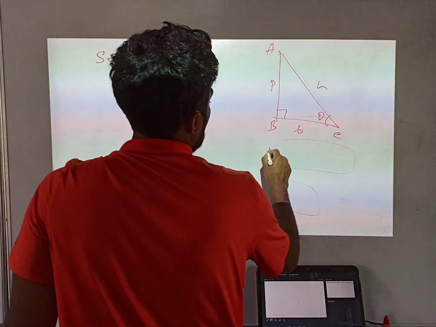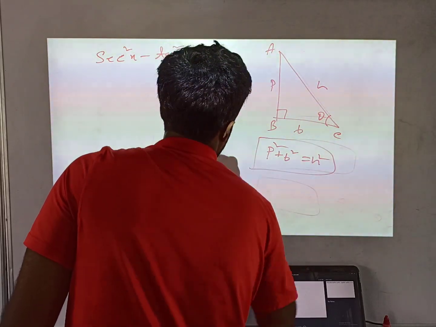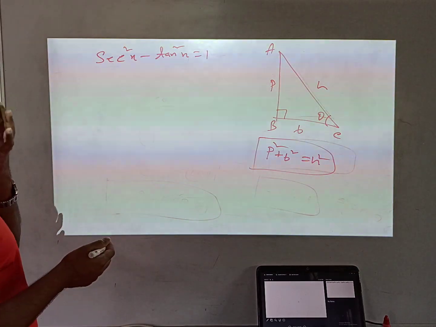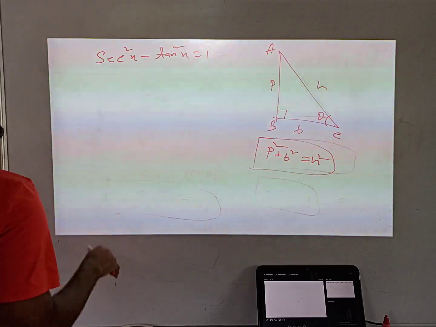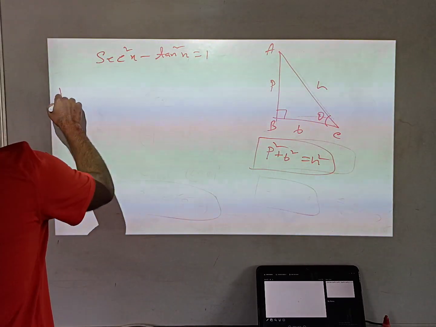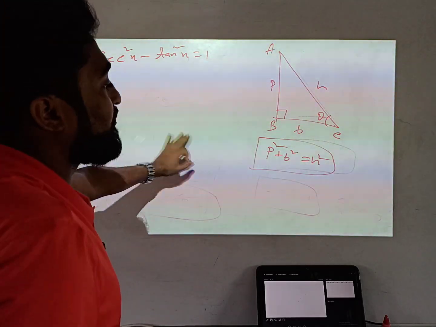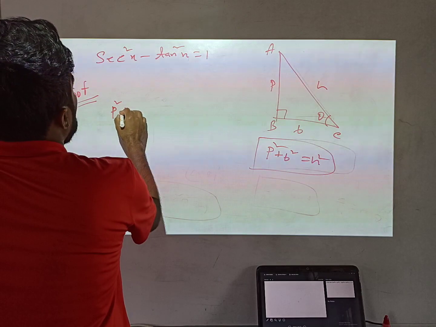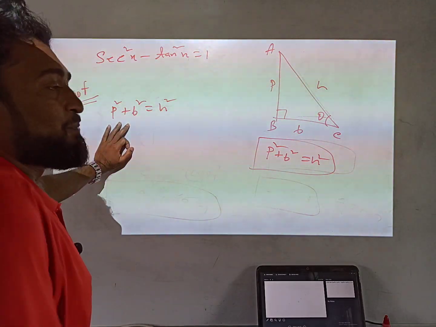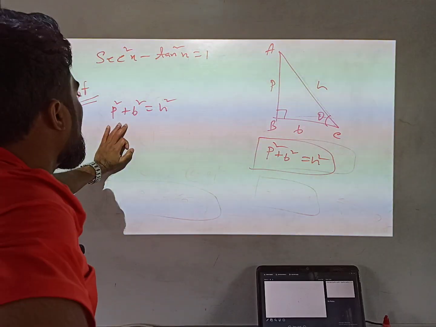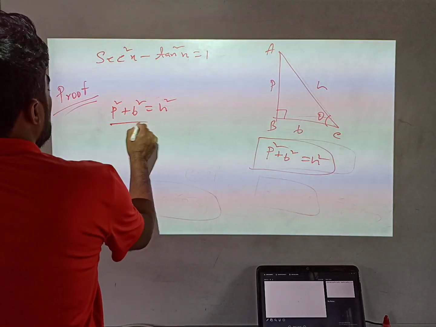Okay, so you know Pythagoras theorem, that is p square plus b square equals to h square. That is valid for all right angle triangles. Yes or not? So now sec square minus tan square equals to 1. How to prove this? It's very simple. In all the three identities, I will use the same Pythagoras theorem. So you write first p square plus b square equals to h square. In the previous case I divided this by h square, but this time I will divide it by b square.